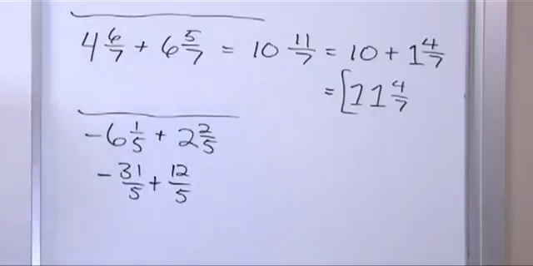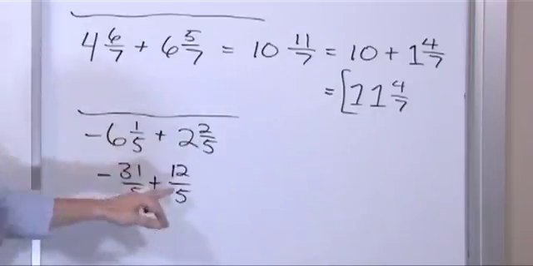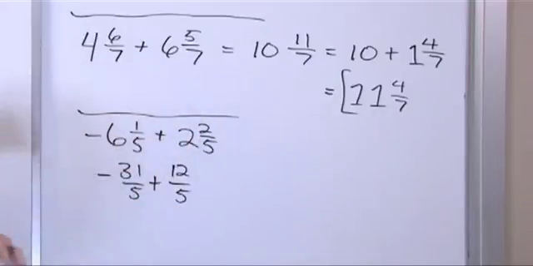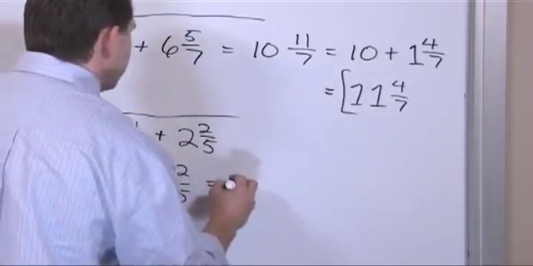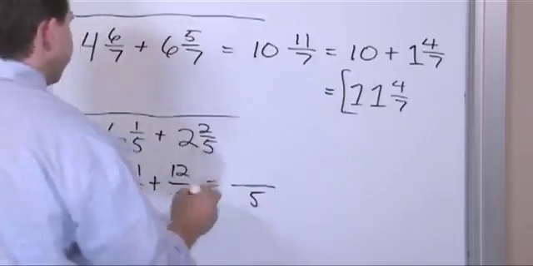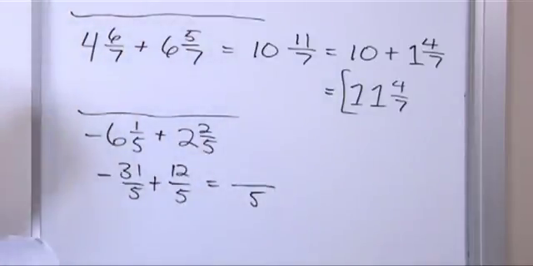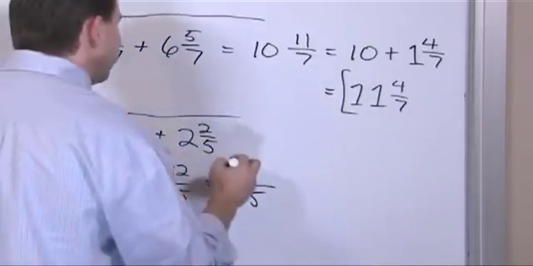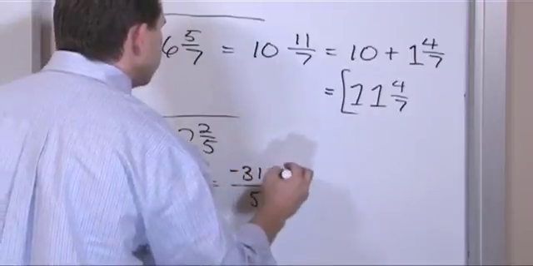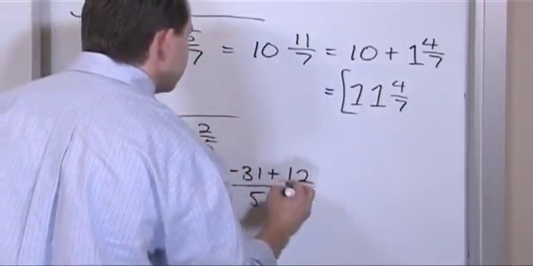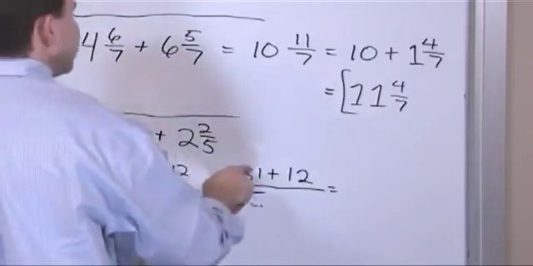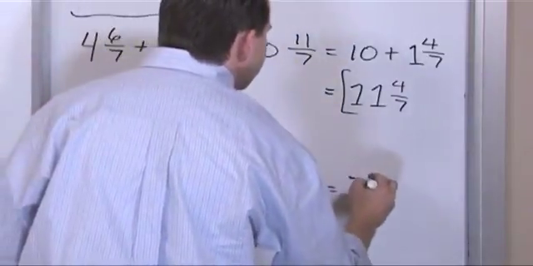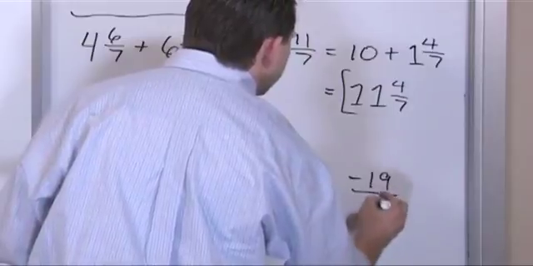So you see, really quickly, we have changed it from this sort of problem to an improper-fraction problem. We've been doing those problems all night. So what we'll have next is, we'll keep the denominator over 5, because the denominator is already the same. And in the numerator, we'll have negative 31 plus 12. Negative 31 plus 12 is going to give you negative 19 over 5.